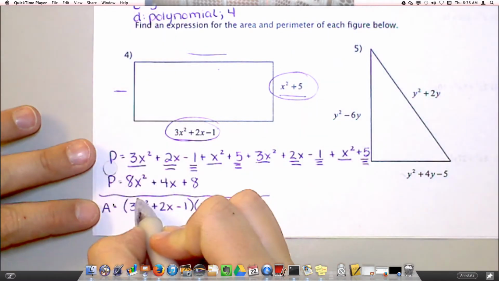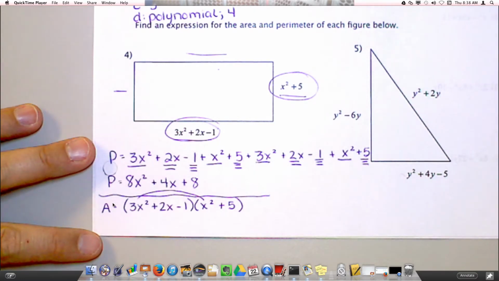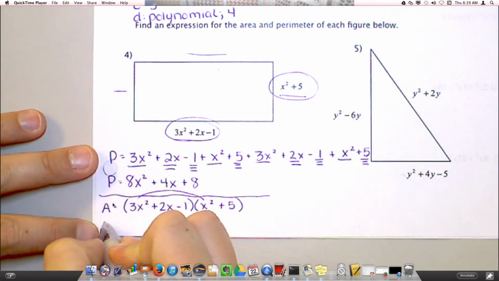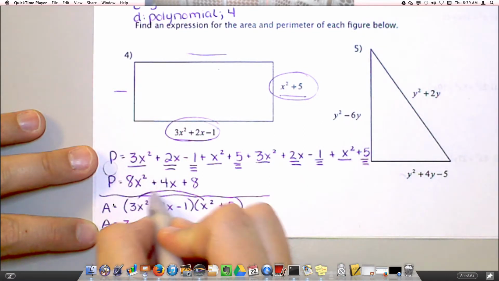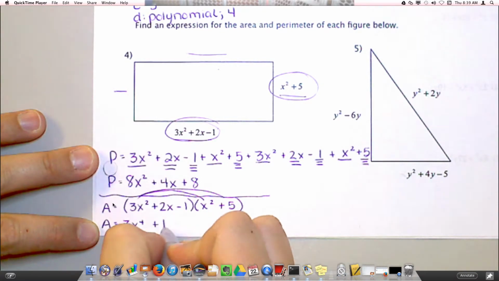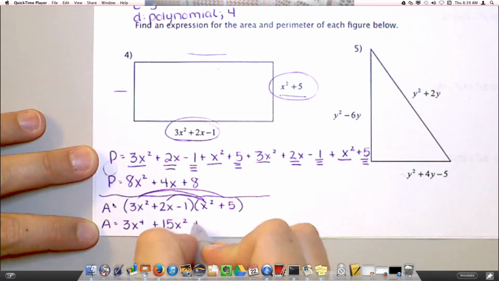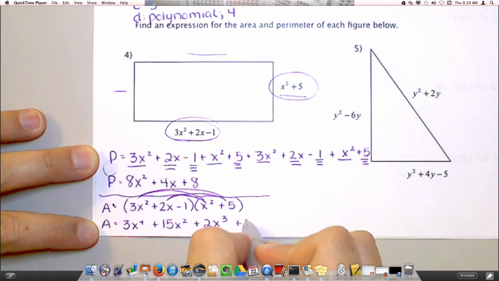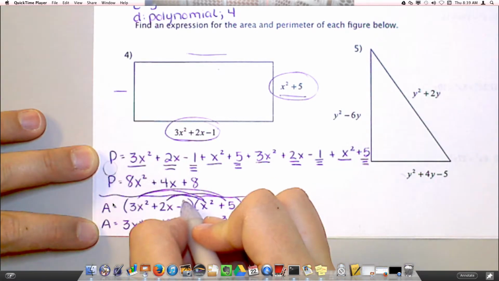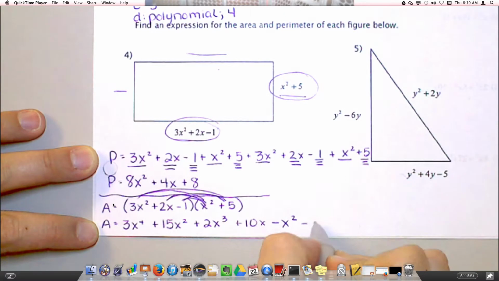But what's 3x squared times x squared? 3x to the 4th. Okay, so when you're multiplying, you do change the exponents. So 3x squared times x squared makes 3x to the 4th. And then I'm going to do 3x squared times 5 and get 15x squared. 2x times x squared makes 2x to the 3rd. 2x times 5 makes 10x. Negative 1 times x squared makes negative x squared. And negative 1 times 5 makes negative 5.